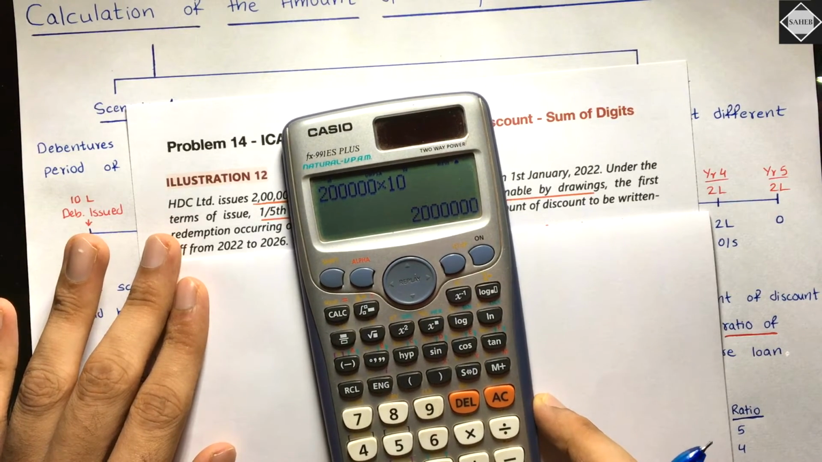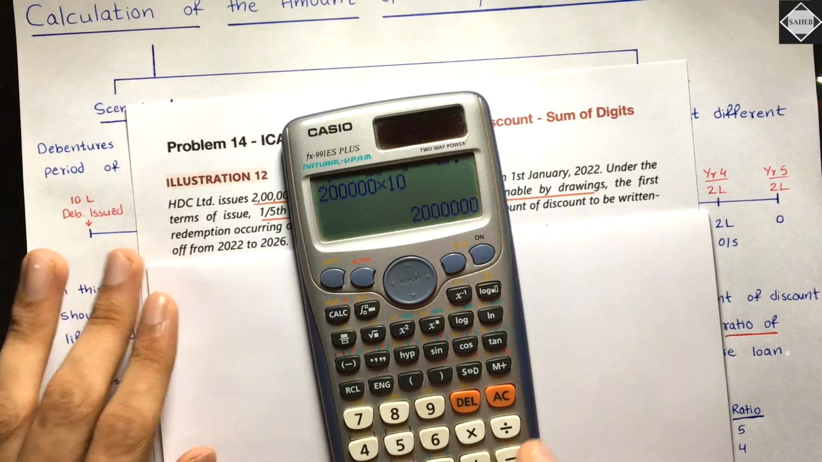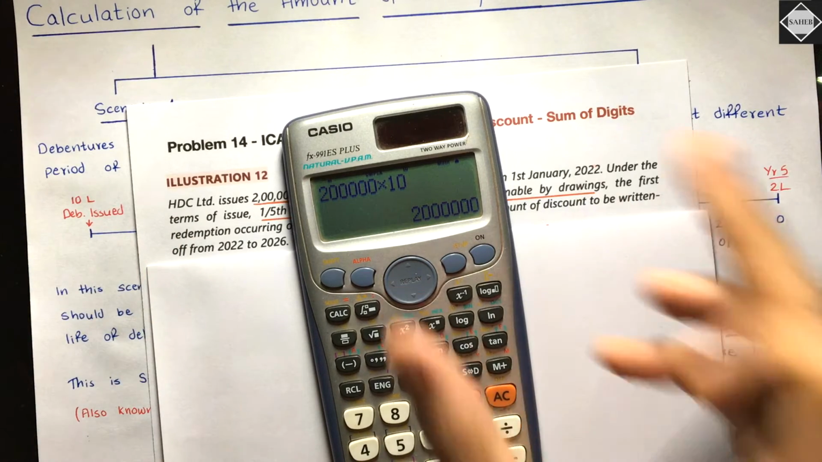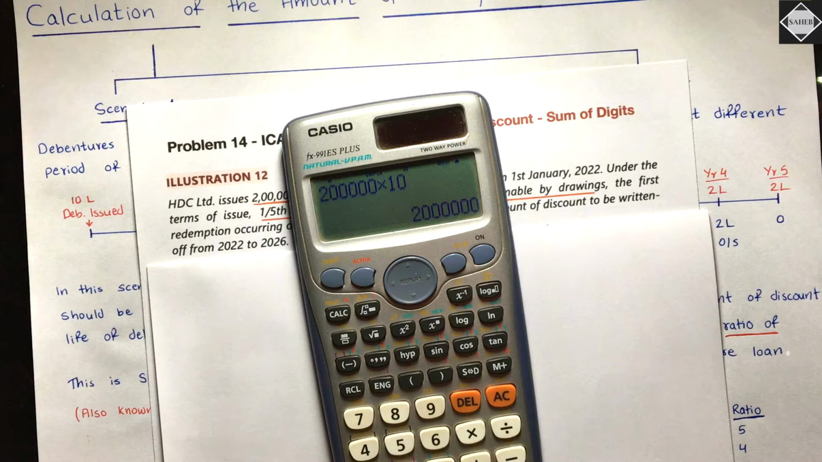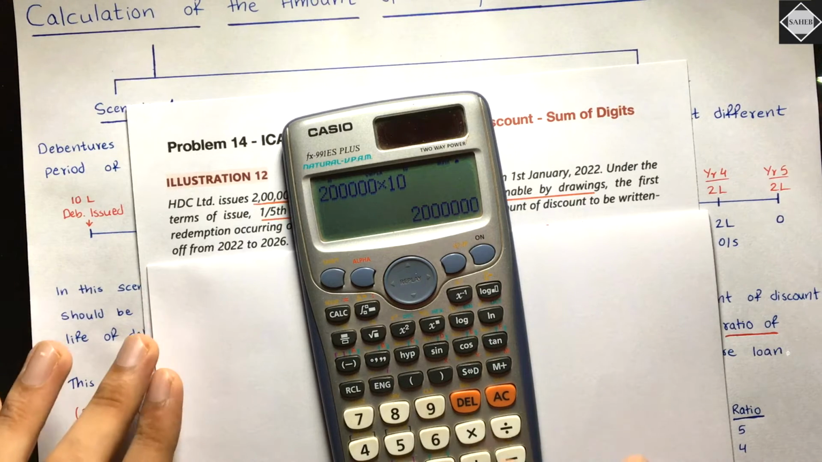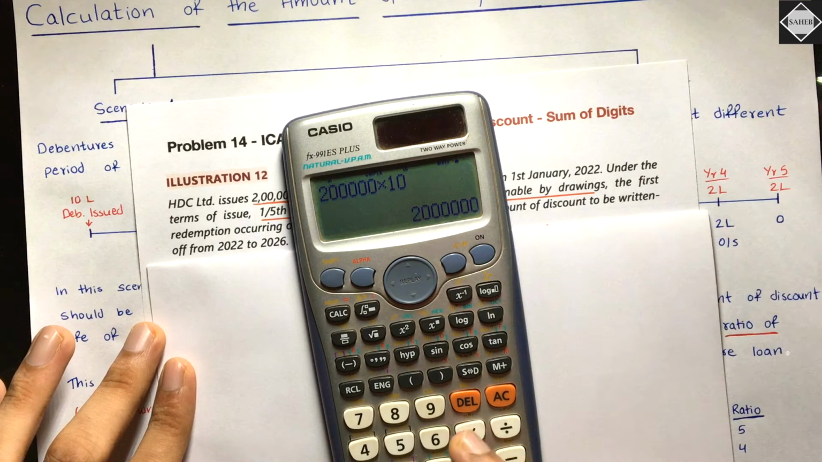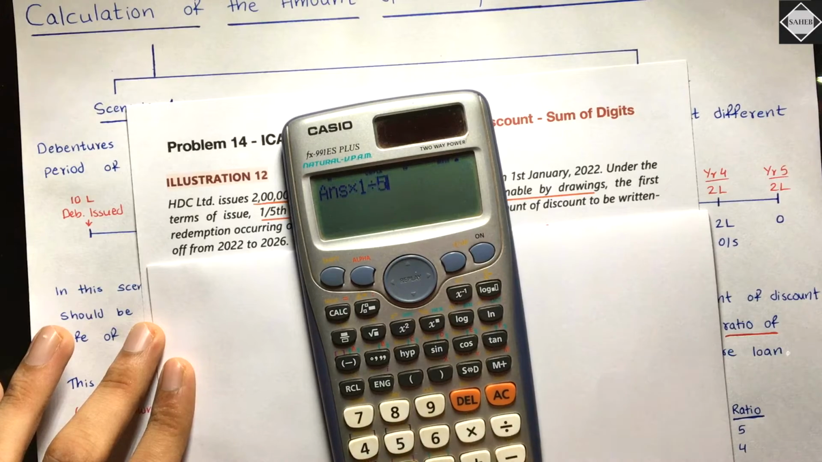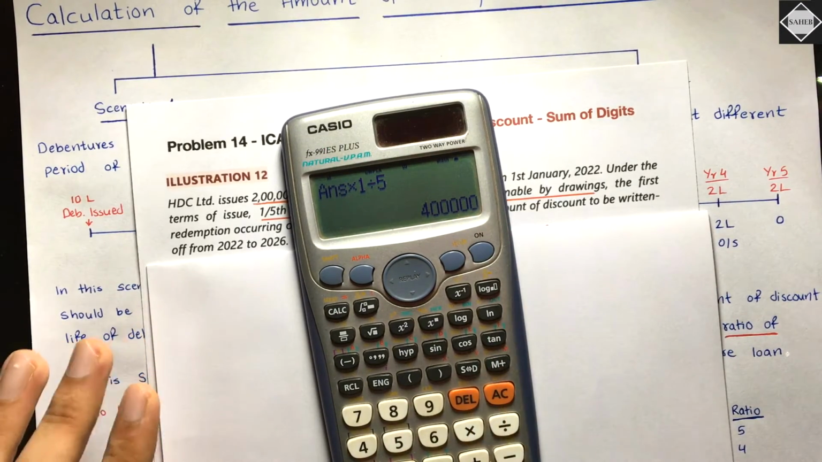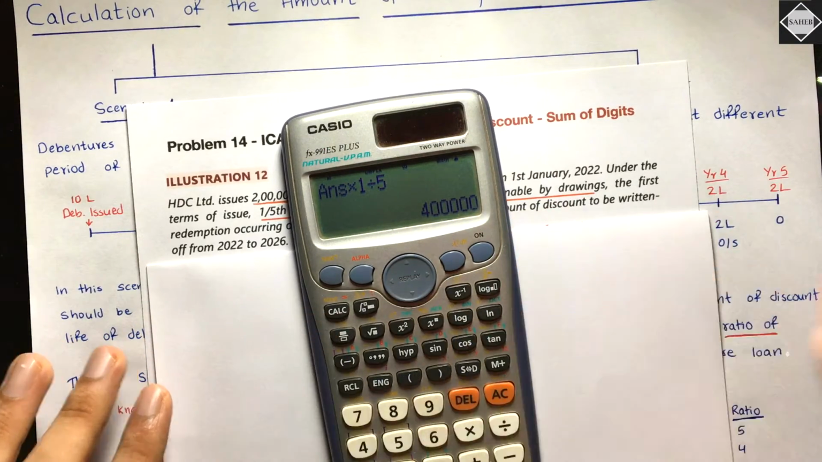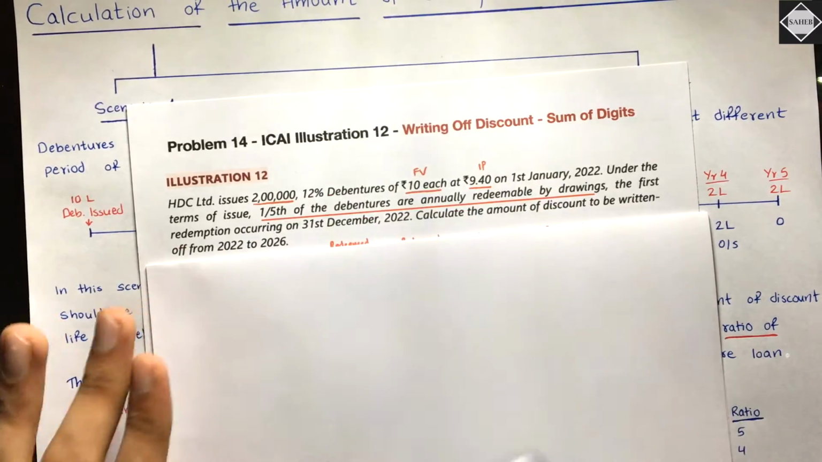That's equal to how much? That's equal to 20 lakhs. Okay, 20 lakhs is the total face value. How much are we going to redeem every year? How much face value? Face value into 1 divided by 5, that's equal to 4 lakh debentures. Every year we are going to redeem at the end of every year. That's what they are saying.